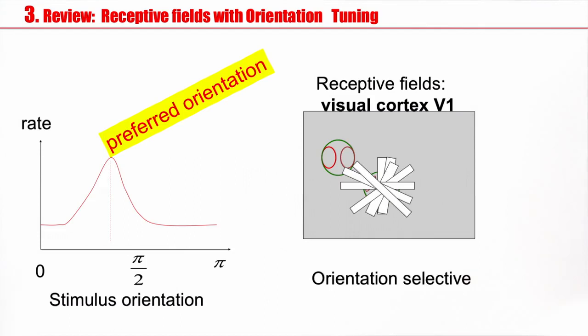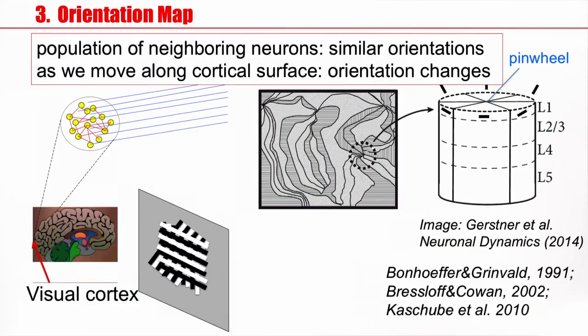So just as a review, if you have one single neuron and it has a receptive field sitting here, and then we turn a light bar slowly around, then we find that the firing rate of the neuron is maximal at one specific orientation, and this is the preferred orientation of this neuron. Now, importantly, neighboring neurons have similar receptive fields and similar preferred orientations.